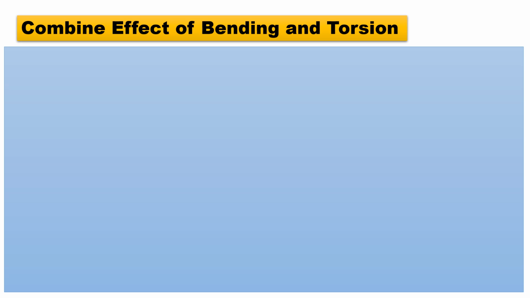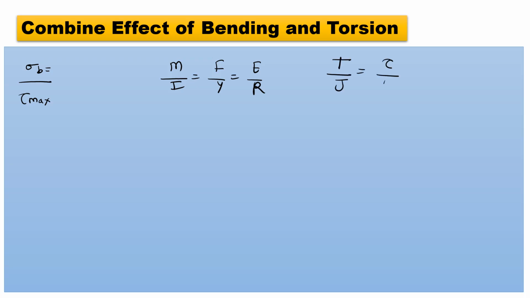Then next is the combined effect of bending and torsion. To find the combined effect of bending and torsion, there are two formulas related to bending stress and torsion stress. Those two formulas are M by I equals F by Y equals E by R. And for torsion, the formula is T by J equals tau by R equals G theta by L. So these are the two formulas here.